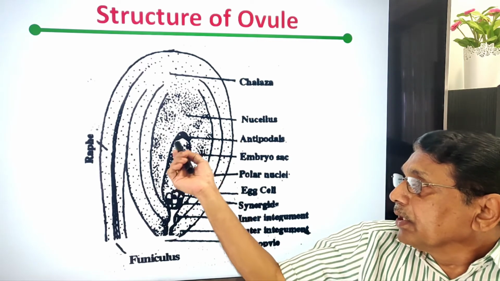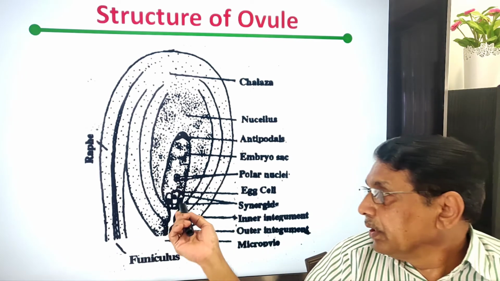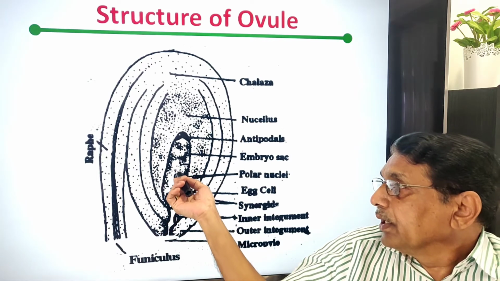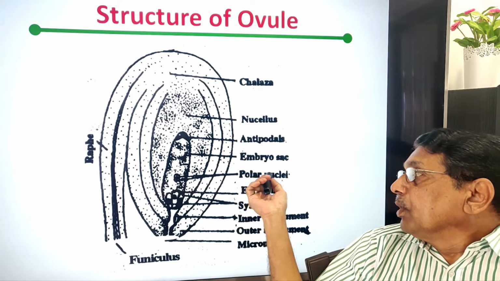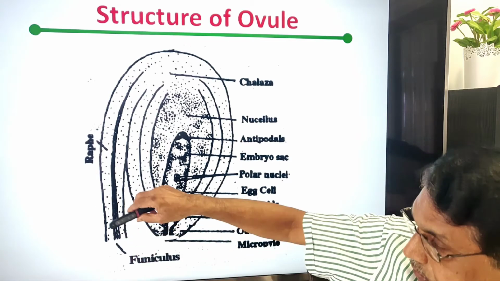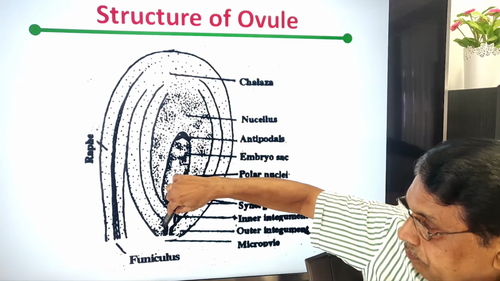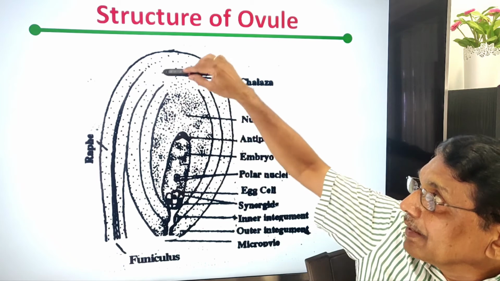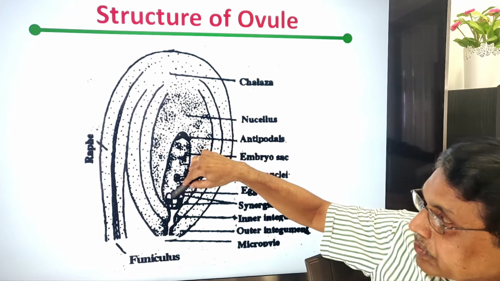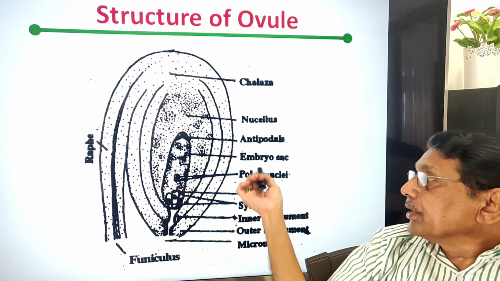So this is embryo sac. In the embryo sac, towards the chalazal end, there will be antipodals. Here the egg apparatus: two synergids, one egg cell, and here the polar nuclei or secondary nucleus. So this is funicle, raphe or hilum, chalaza, micropyle, chalazal end, integuments, nucellus, embryo sac. Outer, inner, synergids, egg, like this.